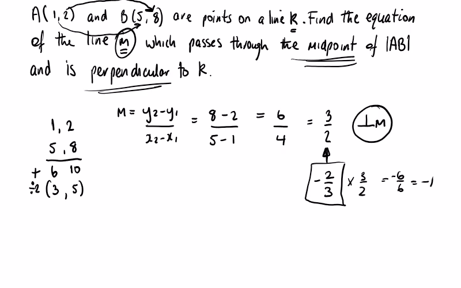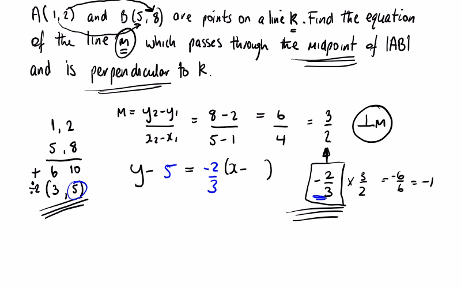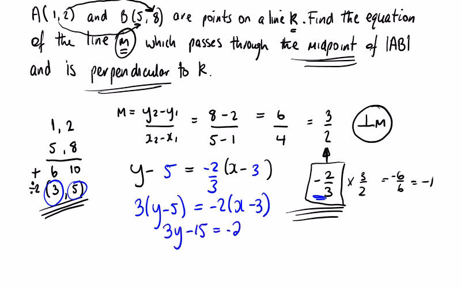So now I have my point, I have my new slope, y minus y1 equals m times x minus x1, fill your 3 values in. y minus 5 is equal to m, this minus 2 over 3, and x minus 3. Multiplying both sides by 3, we get 3 times y minus 5 equals minus 2 times x minus 3, which will give me 3y minus 15 is equal to minus 2x plus 6. Be careful with your signs. A minus by a minus gives a plus.